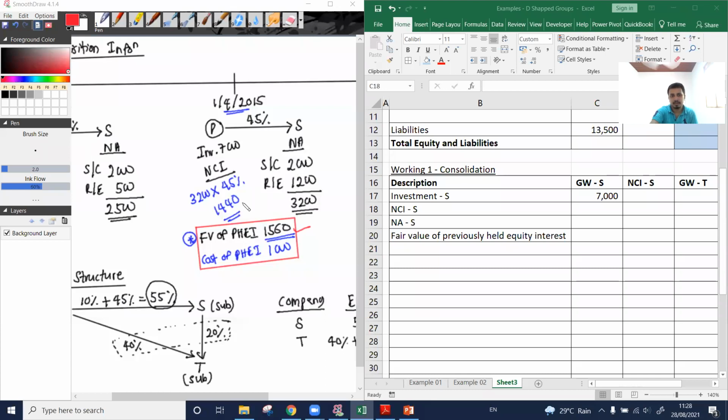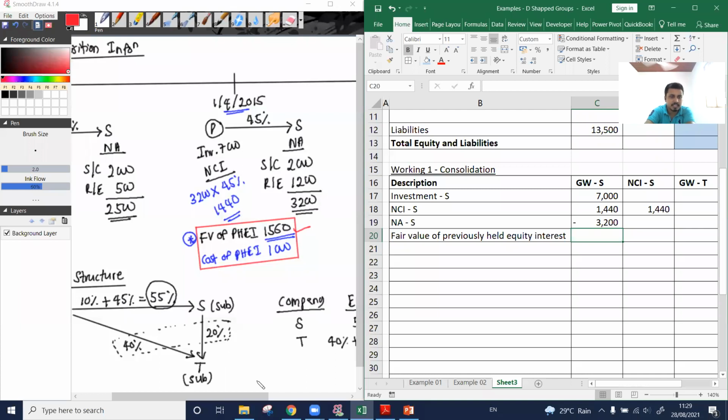That is 1,440. Net assets, when S is becoming a subsidiary for us, or when we establish the control over S, net assets of S Limited were stood at what figure? 3,200.